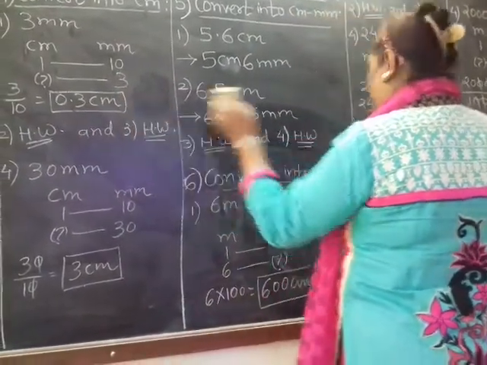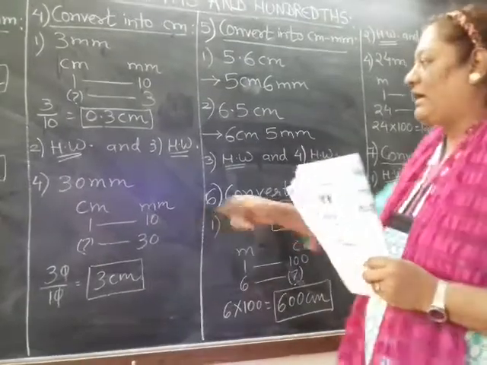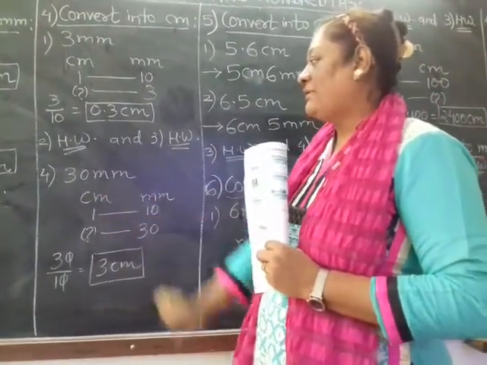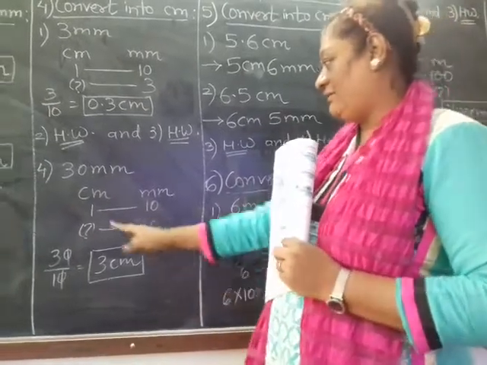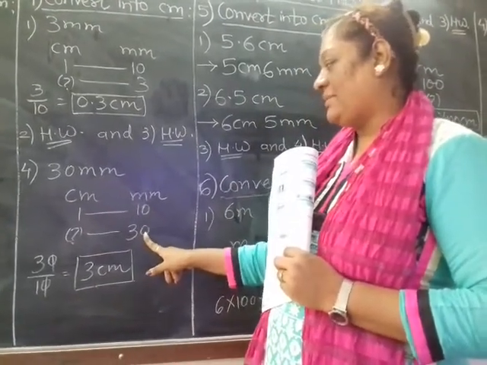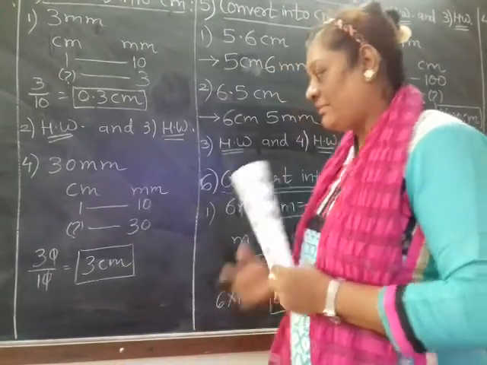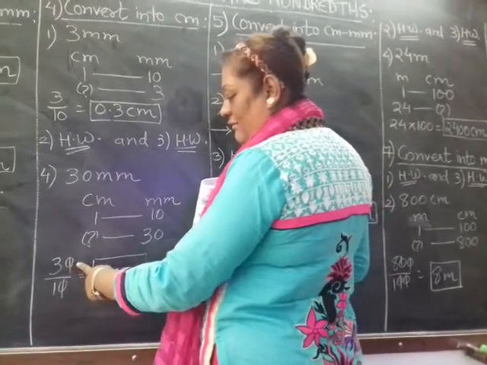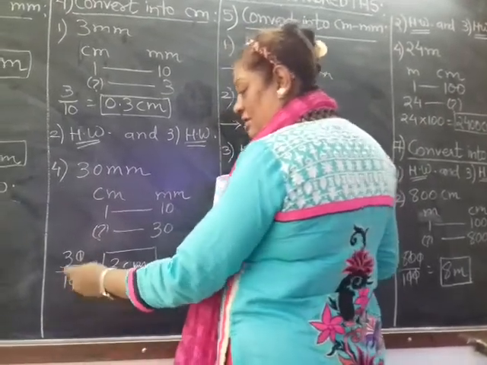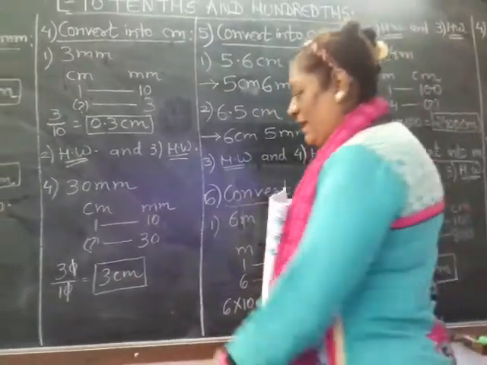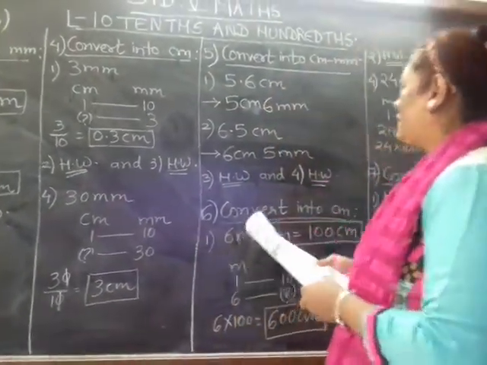I hope this is clear to you. Okay, again 2 and 3 are in the homework to make it more clear. The fourth one is 30 millimeter. 1 centimeter is again 10 millimeter. So what about if 30 millimeter is given, convert into centimeter? 30 divided by 10. Now see here, in 30 I have 1 0, in 10 also I have 1 0. So this 0 and this 0 will be cut out as common zeros and my answer is 3 centimeter.